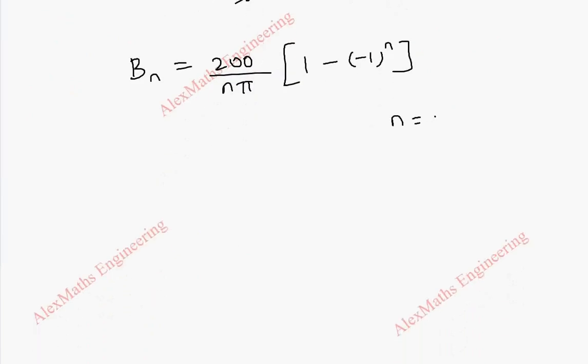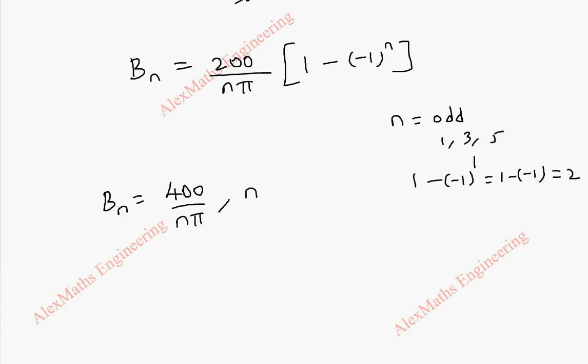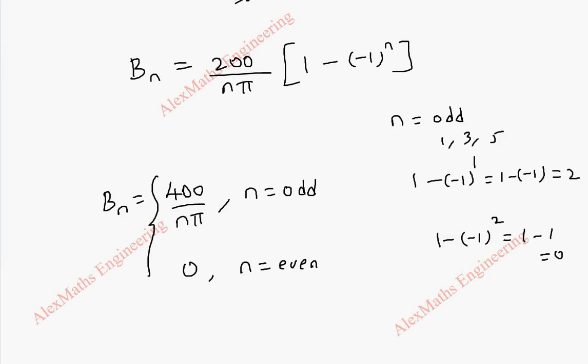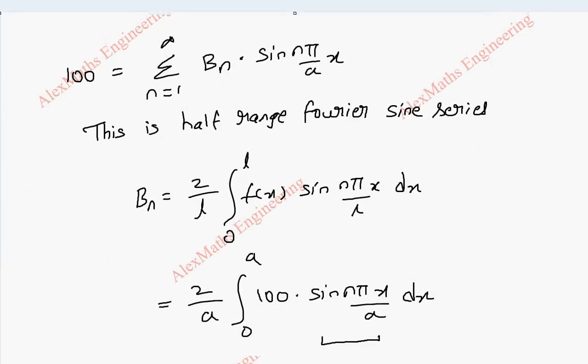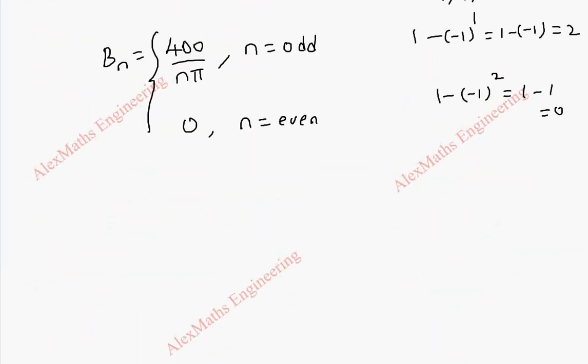This exists for even or odd, we have to check. So if n is odd like 1, 3, 5, then 1 minus of (-1)^1 will be 1 plus 1, 2, and bn will be, since there is a 200, 400 by nπ if n is odd. And if it is even, 1 minus (-1)^2, then 1 minus 1, it will become 0. So this is 0 when n is even. So we got the value of bn, but from bn you have to find An, and using the substitution which we gave, I'm going to write it here.